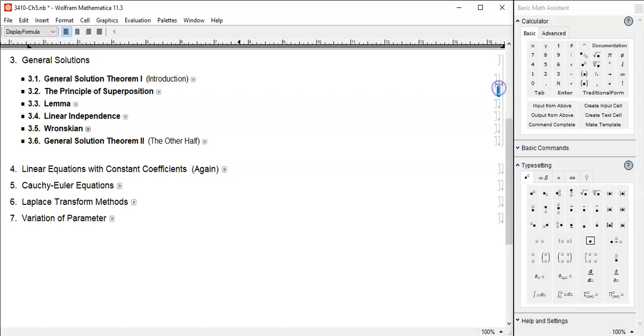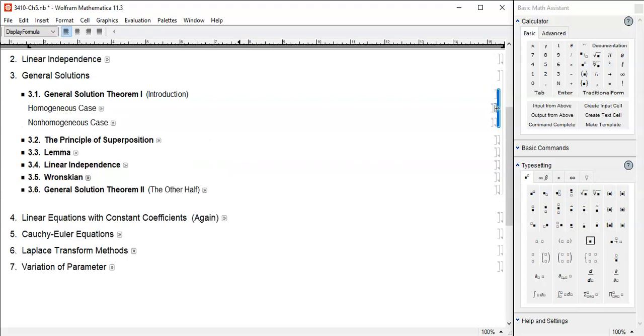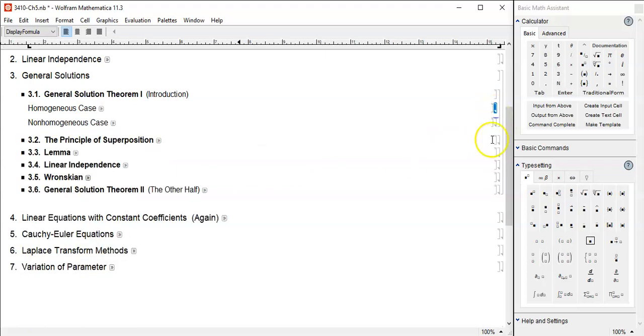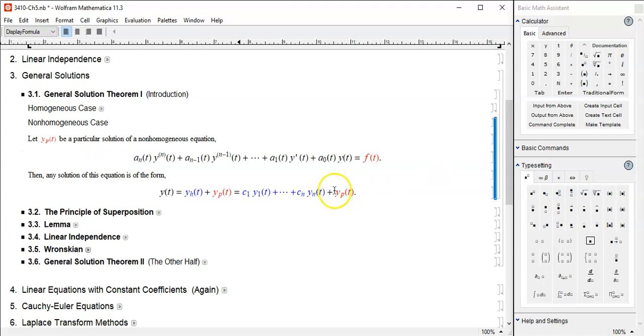And the same goes for this general solution theorem. The general solution can be written as a linear combination. Everybody has to know. Non-homogeneous case: homogeneous part plus particular part. Everybody has to know.